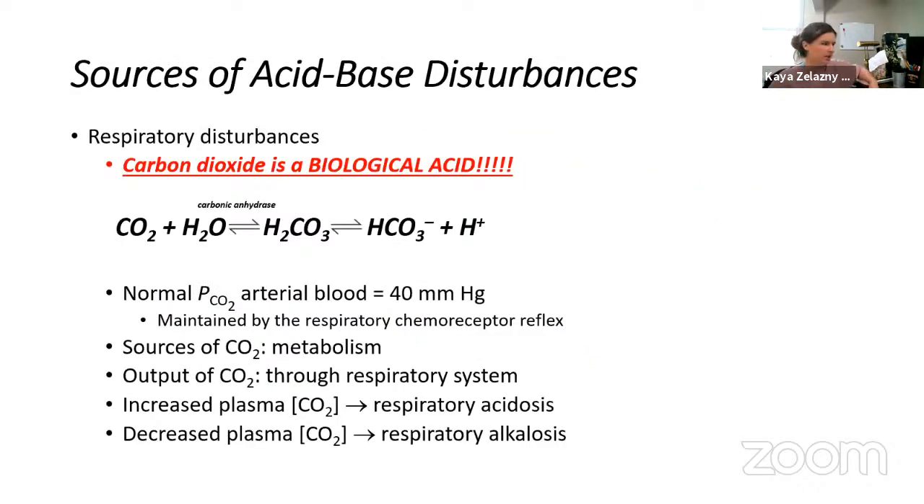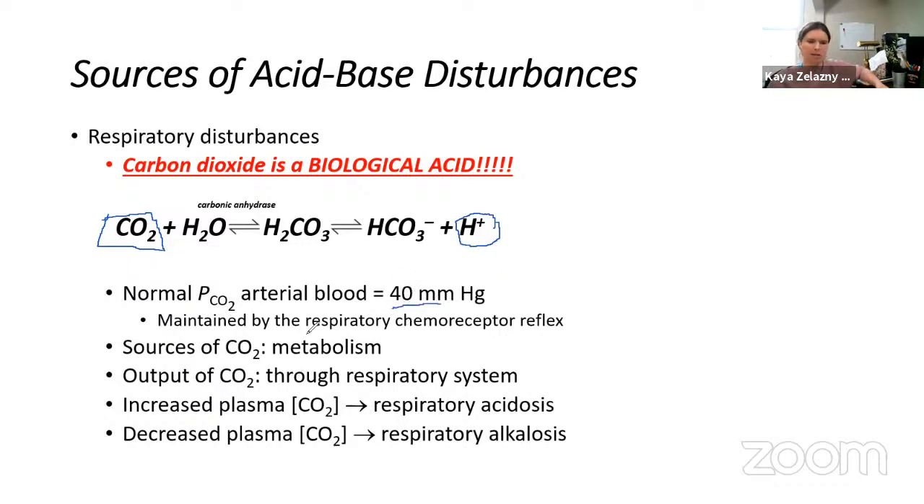So here's that equation again, just really hammering in that point that carbon dioxide is a biological acid. If we have CO2, it can combine with water. We have this enzyme carbonic anhydrase that can convert CO2 and water into carbonic acid, and then eventually give us bicarbonate ions, and most importantly here, hydrogen ions. Okay, so we do have a normal concentration of CO2 in our blood. Not all CO2 is bad. The normal pressure of CO2 in arterial blood is 40.